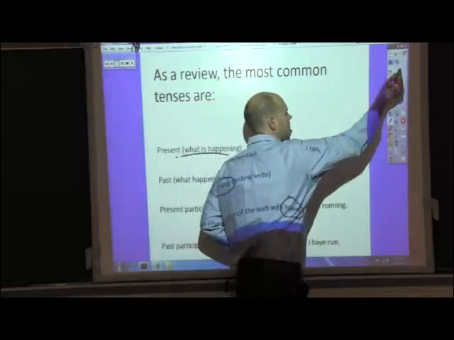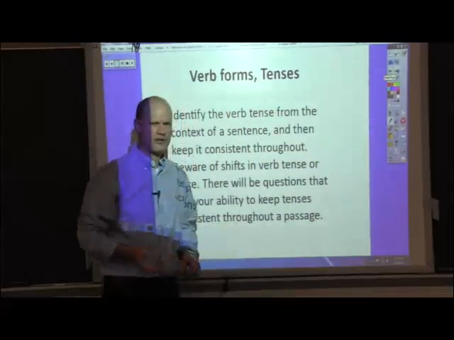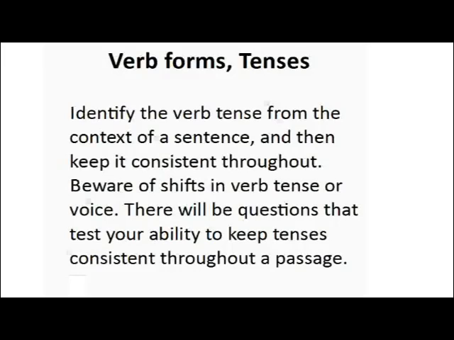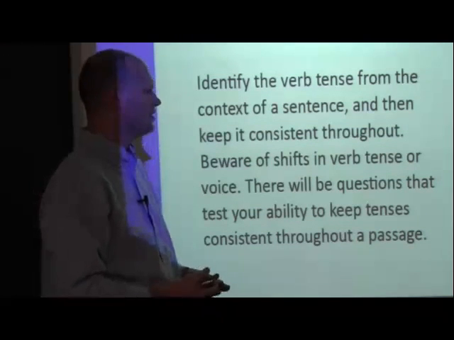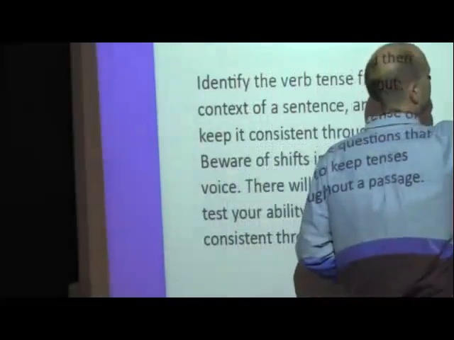Let's take a look at a process to go ahead and figure this out. First thing you want to do is identify the verbs. If it's a verb that's being underlined and is in your choices, then you want to go ahead and figure out what the verb tense is from the context of the sentence. Make sure it's consistent throughout. So what you want to be aware of is shifts in verb tense or voice. Guarantee there's going to be a number of these on the test. Let's take a look at an example.